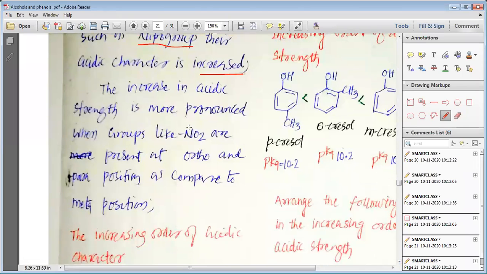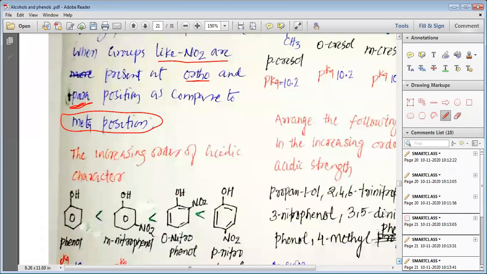When such nitro groups are present on the ortho position, or they are present on the para position, the acidic character is more increased, the acidic character is pronounced. But if the group is present in the meta position, the increase in acidity is not much pronounced, not as much as the increase in acidity when the electron withdrawing group is present on the ortho or para position.